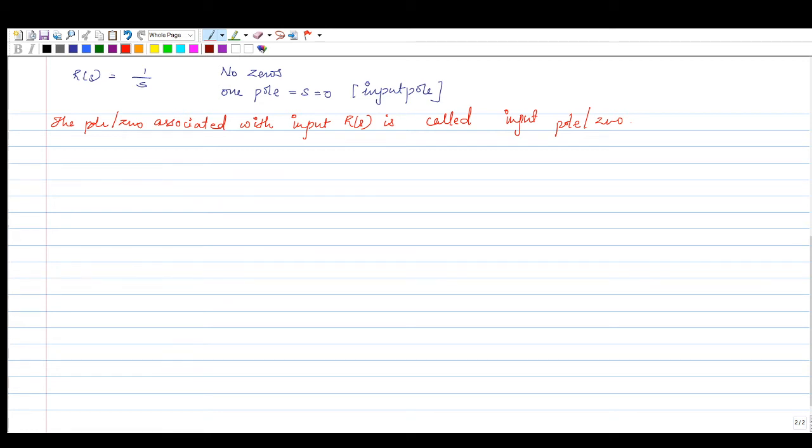In the previous video, we have seen system pole and the input pole. We have defined both system pole and zero and the input pole and zero. So in this video, we will understand the effect of these system pole, input pole on the response of the system.